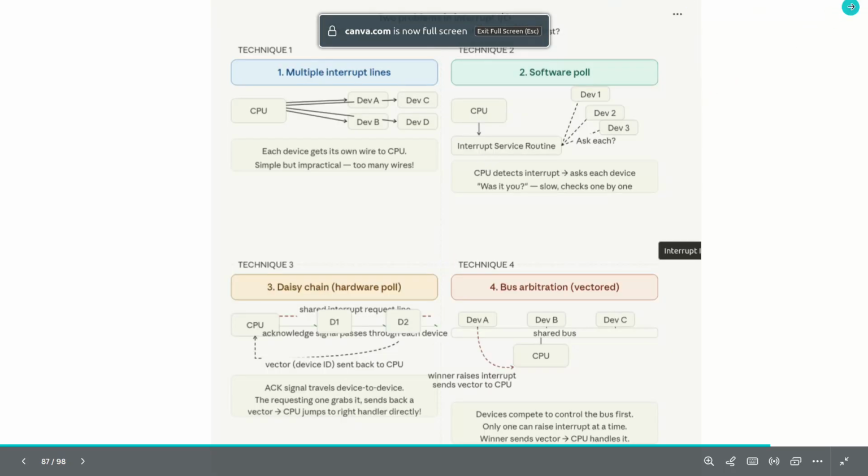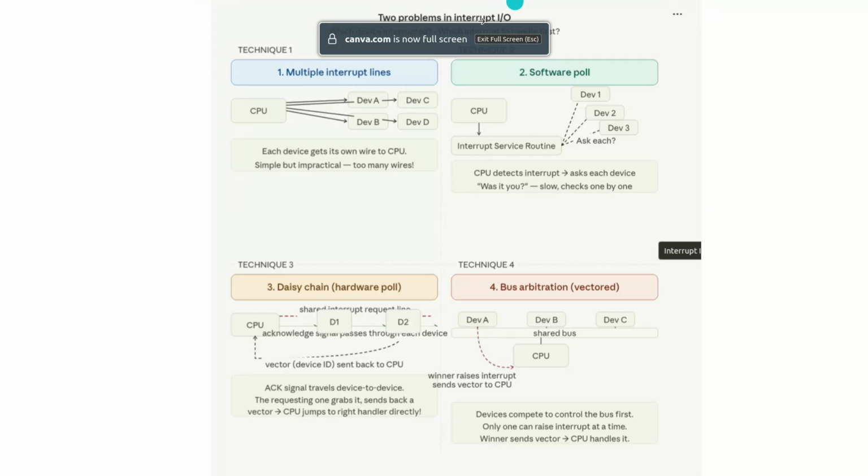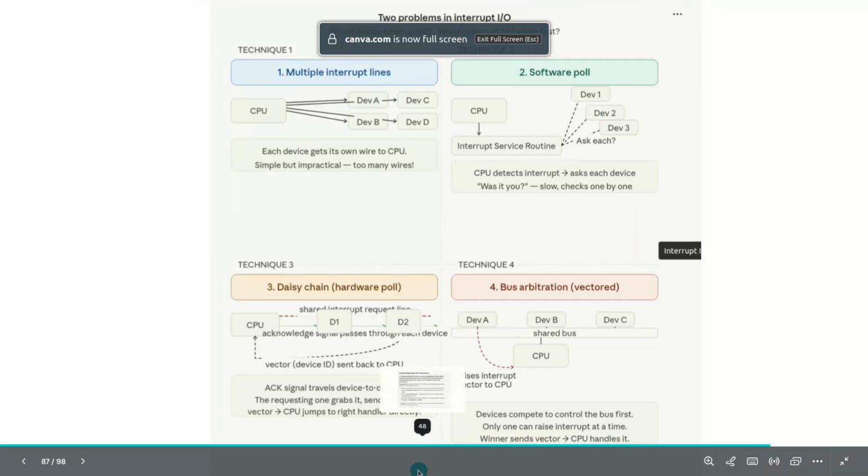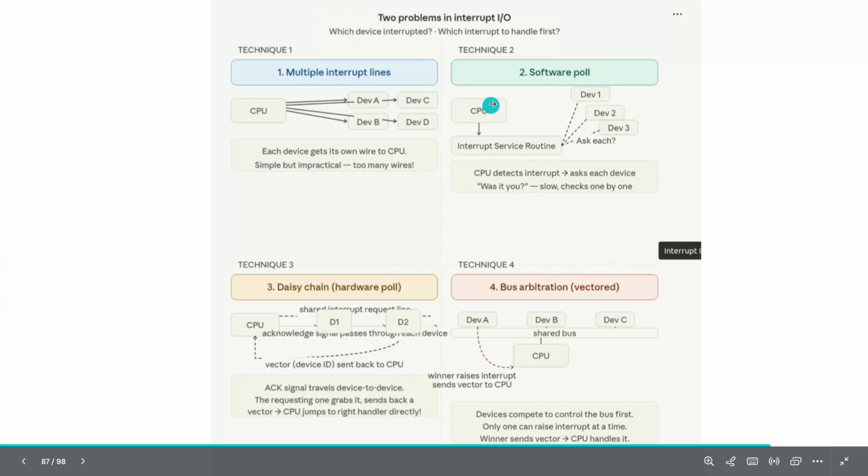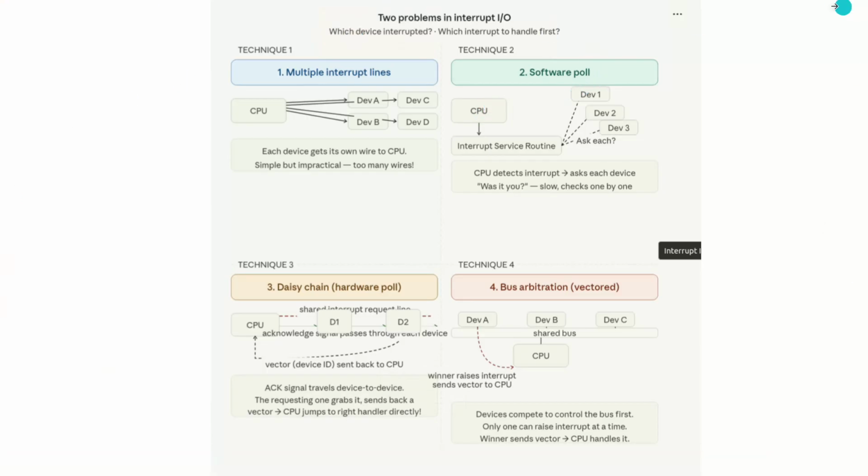Okay, so here we are going to discuss the different techniques, that is, this is about the interrupt design. We are designing this interrupt-driven I/O. What happens is that there are two problems in interrupt I/O: which device interrupted, and which interrupt you have to handle first.